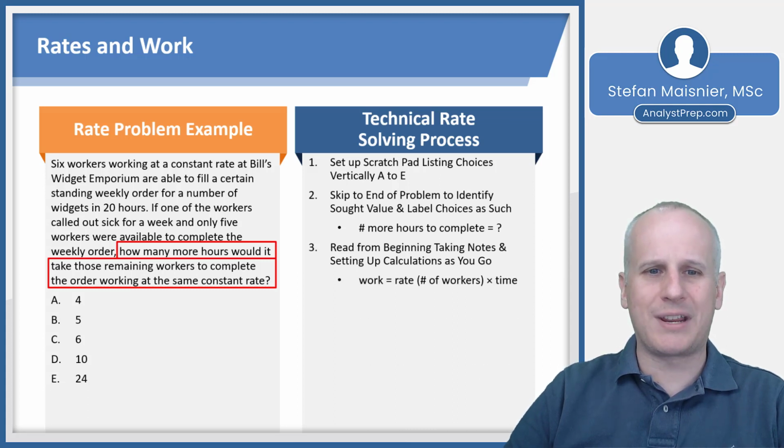So 6 workers working at a constant rate at Bill's Widget Emporium are able to fill a certain standing weekly order for a number of widgets in 20 hours.